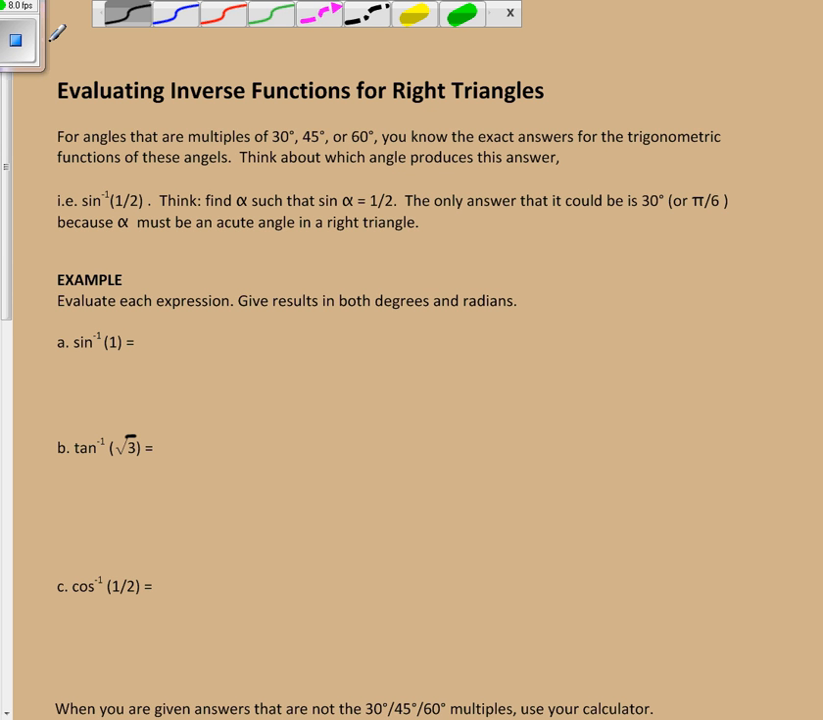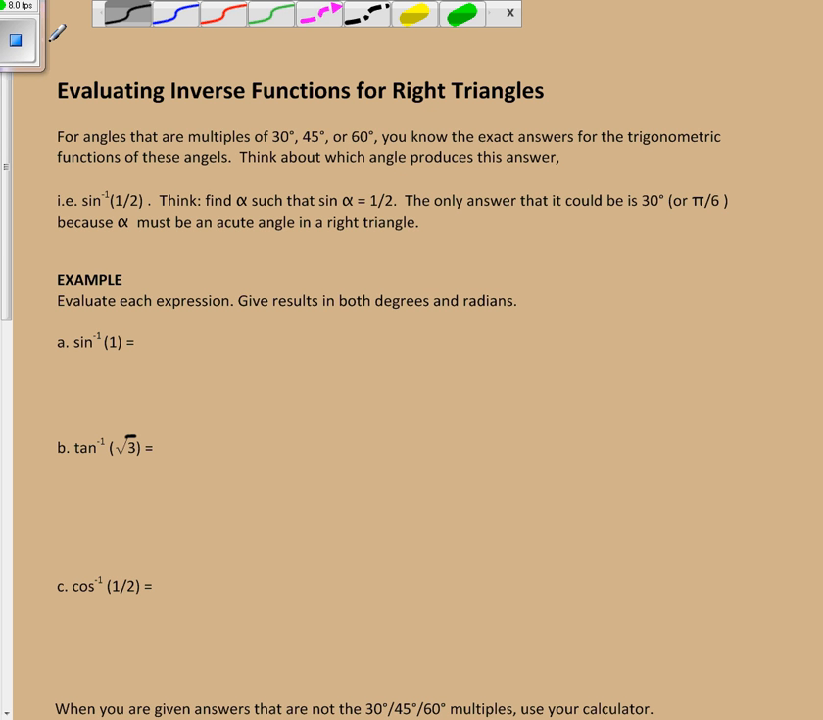Today what we're going to be talking about is evaluating trig inverse functions for right triangles. So we know what the answers are when we're taking the trig function of 0, 30, 45, 60, or 90. We know what the answers are. So when we take the inverse of these, because again we're going to be in right triangles, so we're talking about acute angles, we want to think about what angle produces that as the answer.